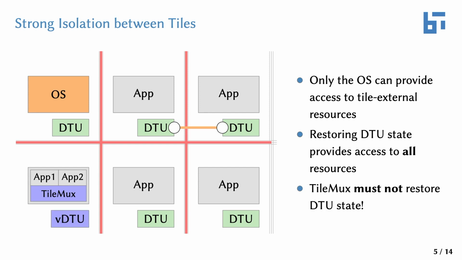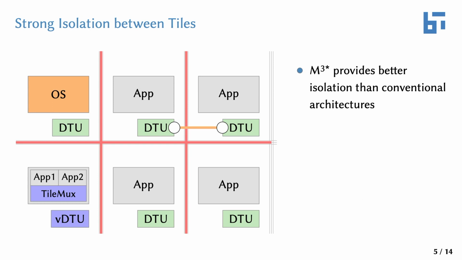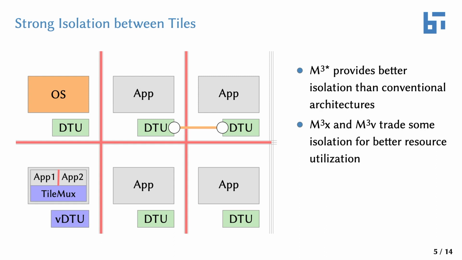Therefore, we decided to instead virtualize the DTU to share it securely and efficiently between multiple applications. In general, in terms of isolation, you can say that all the M3 prototypes provide better isolation than conventional architectures because we isolate tiles by default, and also tiles do not share any hardware resources like caches or branch target buffers with each other. Both M3X and M3 trade a bit of this isolation for better resource utilization because they allow to share a tile among multiple applications.